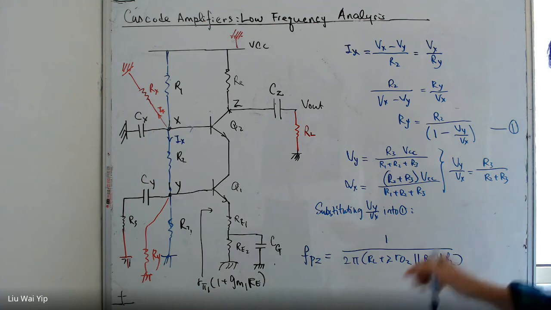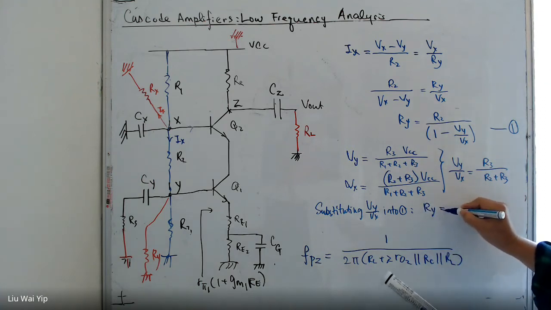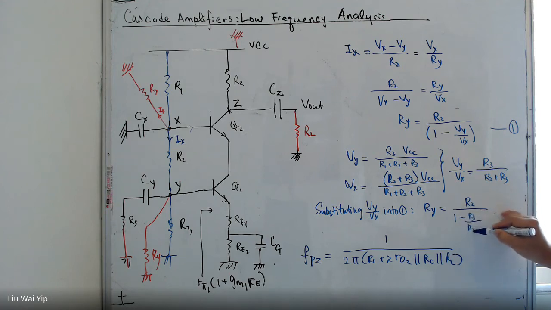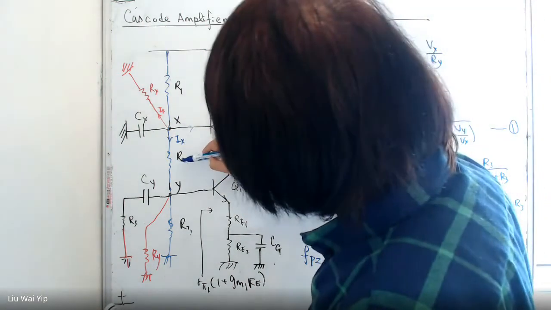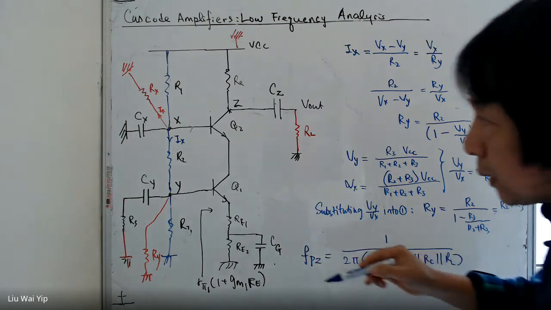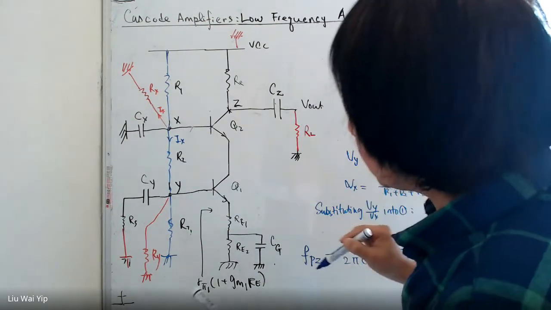Ry is going to be R2 divided by 1 minus R3 over R2 plus R3. And according to my calculation here, the value that we can get is R2 plus R3 at the end. So essentially, you will end up with these two resistances for node 1.